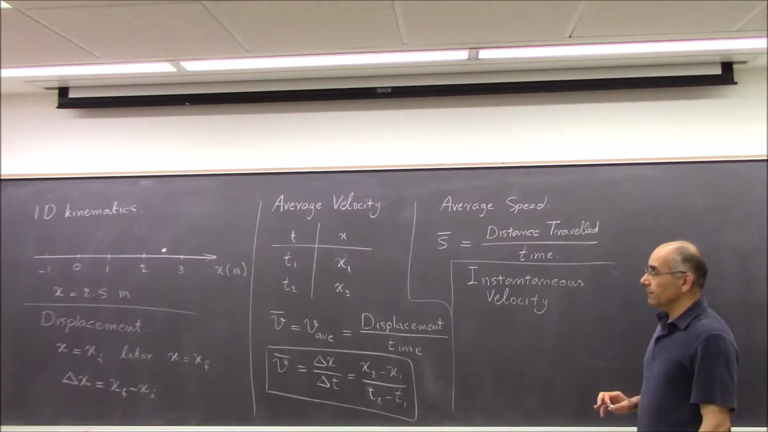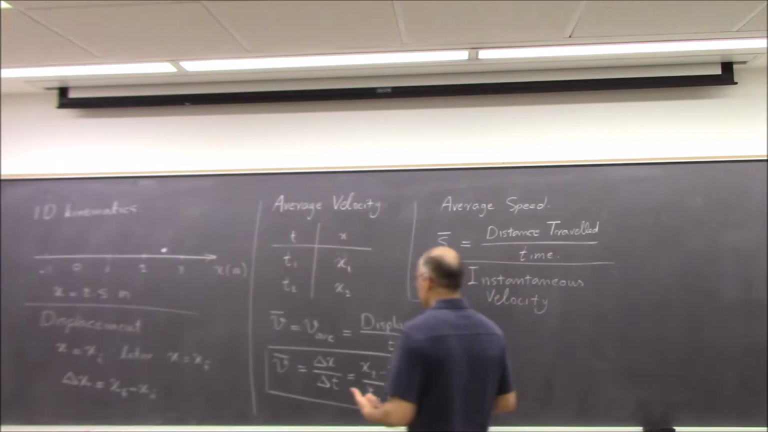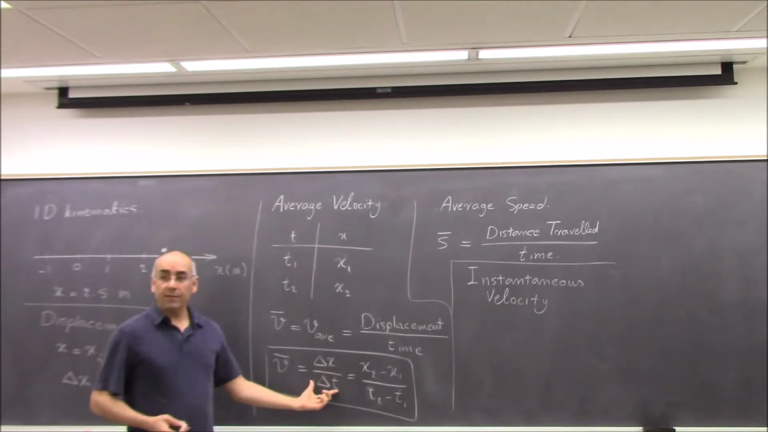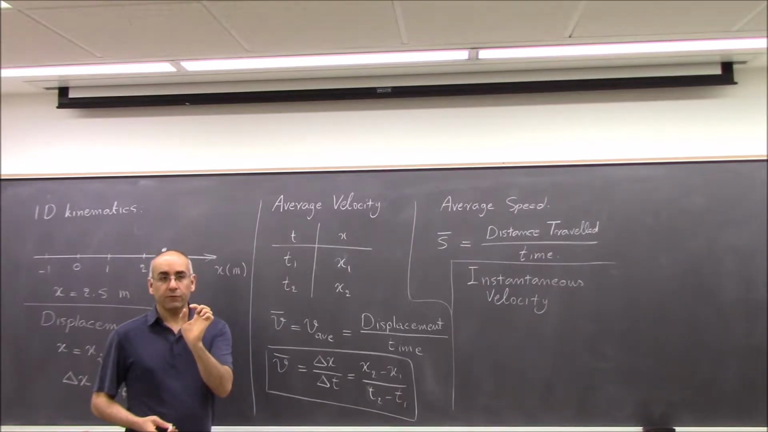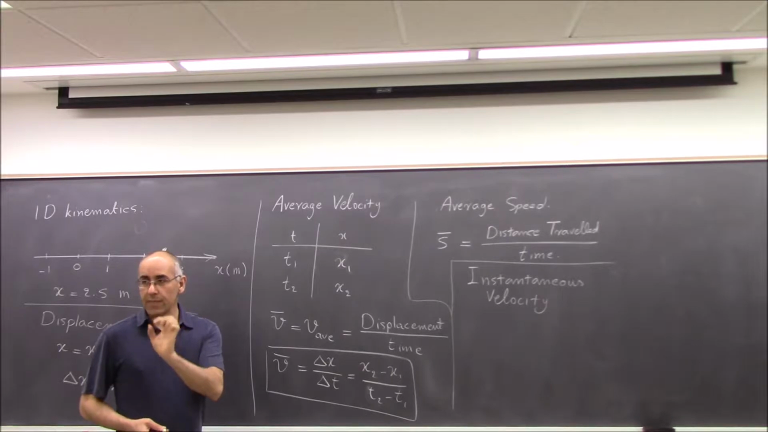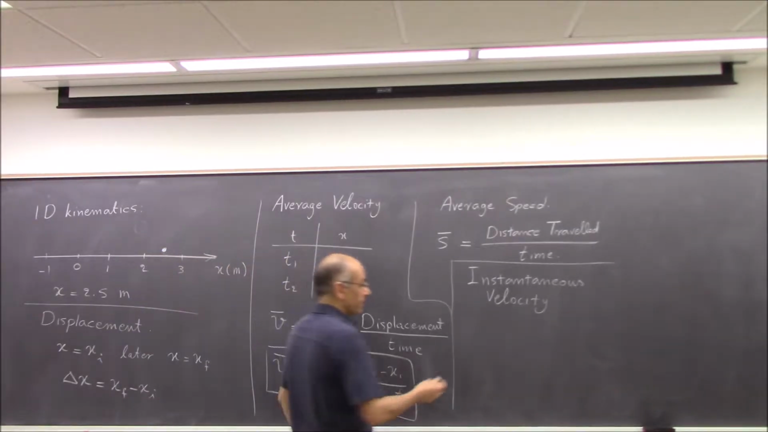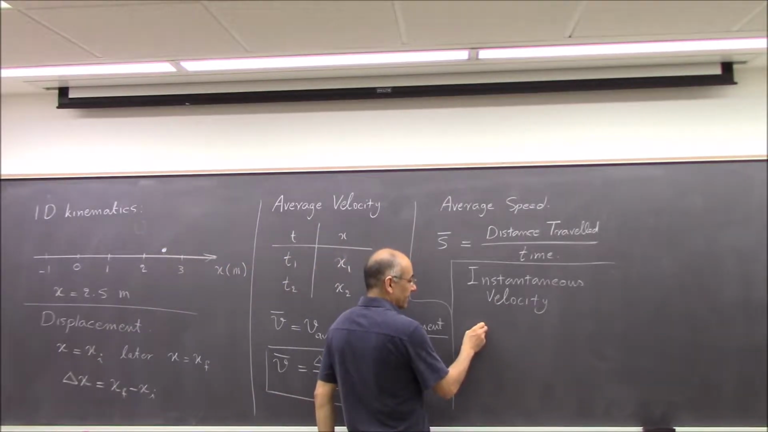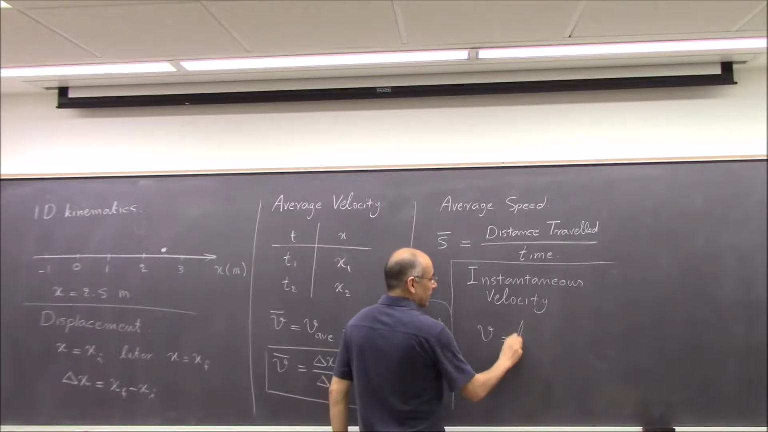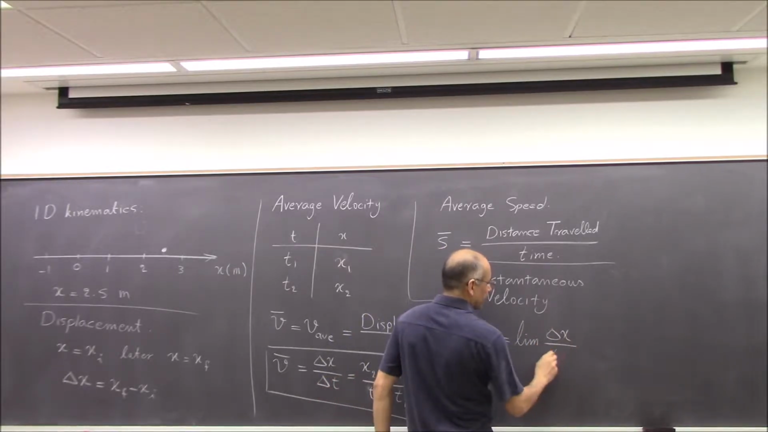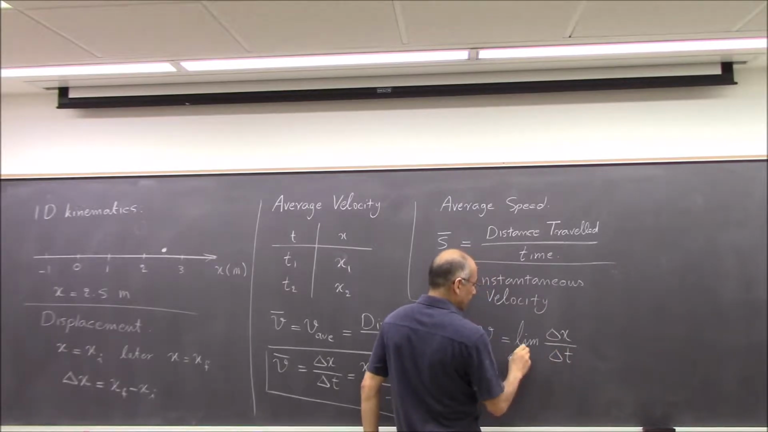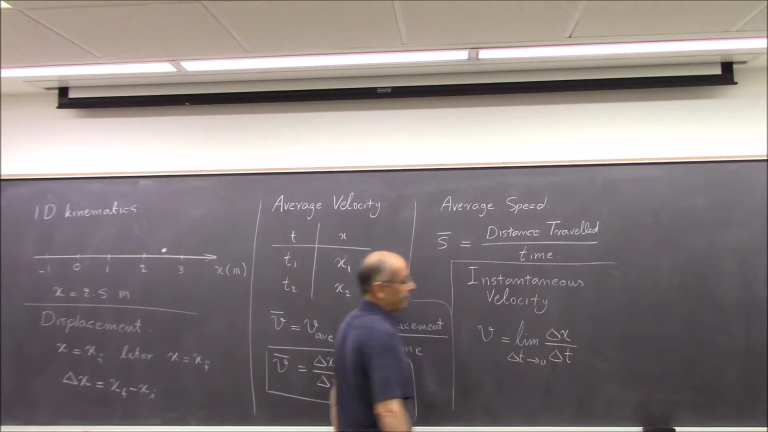Instantaneous velocity is defined as the average velocity in a very, very short time interval. It's short enough so that nothing exciting happens during that time interval. So mathematically, we denote this by v. It's the limit of delta x over delta t as delta t goes to 0.